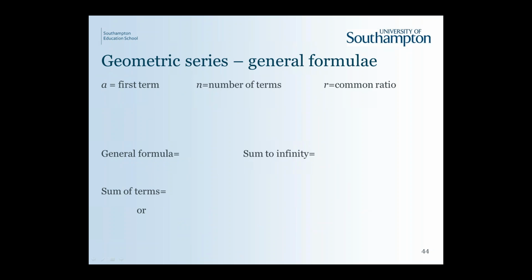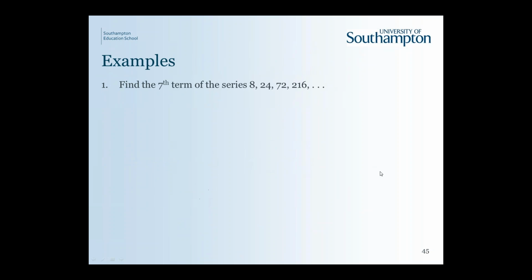So the general formulae: a r to the n minus 1 is our nth term. a(r to the n minus 1) over r minus 1 is the sum. Sum to infinity is a over 1 minus r. And they'll often ask when you use that, and you have to say when r is between minus 1 and 1. So have a go at doing this one.